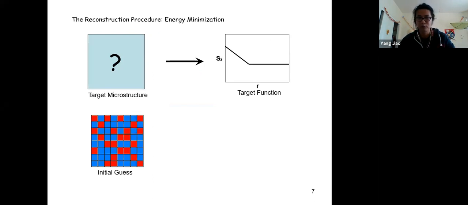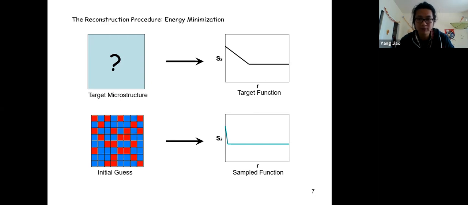And just to quickly go through this, the ideas are very straightforward. We use stochastic optimization to achieve this goal. So the constraint is that we know the correlation function, but we don't know the microstructure. But we can always make an initial guess, right? And we use the example of the binary structure. So this means that you can just start with a random distribution of black and white pixels, or in this case, red and blue pixels.